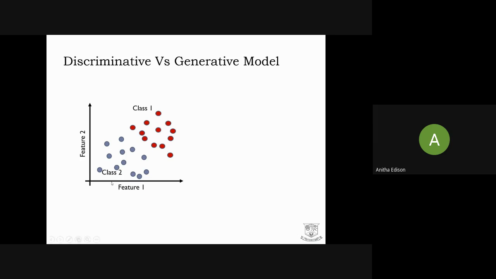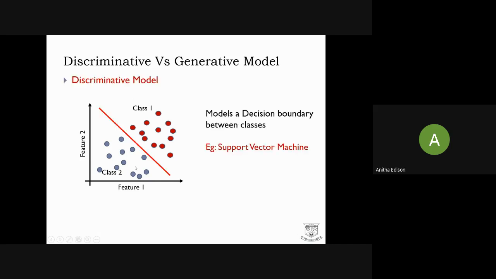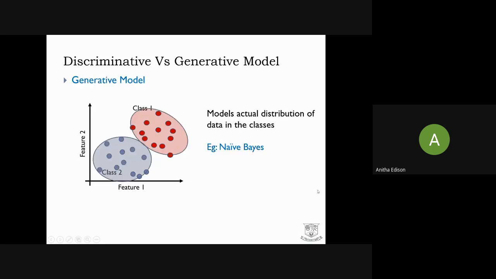Suppose you have two-dimensional features and features of two classes, class 1 and class 2. A discriminative model finds a decision boundary between the two classes. An example is the support vector machine. A generative model finds a data distribution, or the probability distribution of each class, so that when new data comes, it can identify whether it was generated by this probability distribution or that one. An example for a generative model is the naive Bayes classifier.